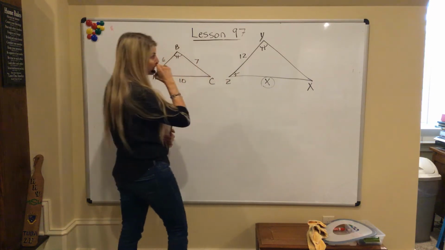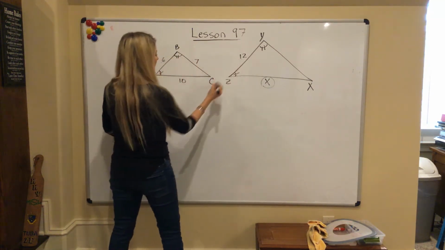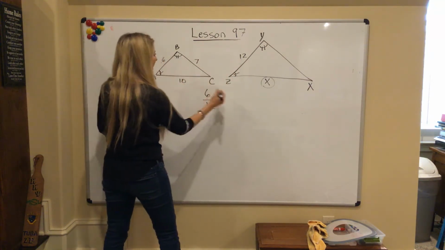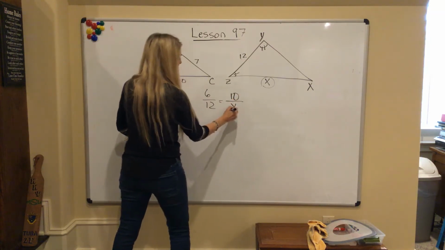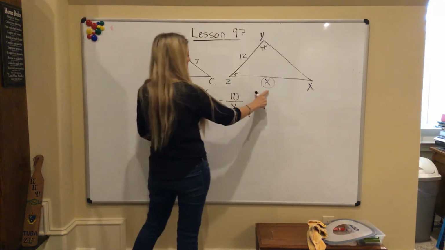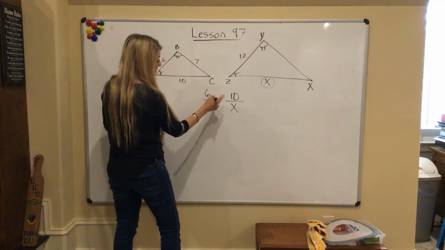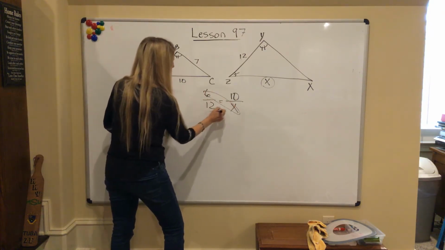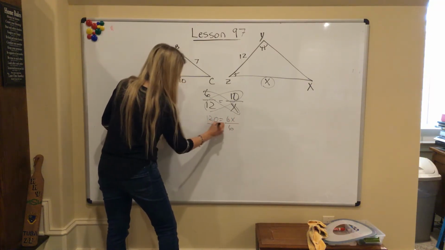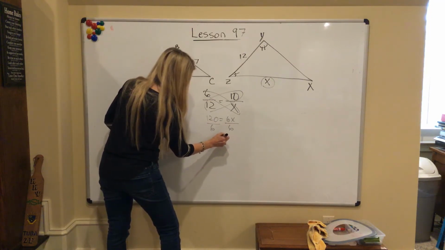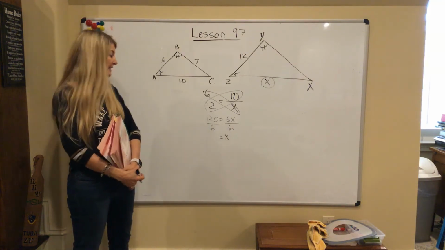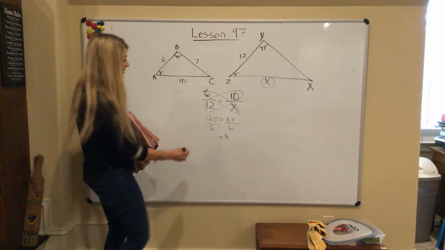then this side right here I can figure out, because it's proportional. 6 is to 12 as 10 is to X. So I can solve this a couple different ways. The easiest way, I think, is to go 120 equals 6x, divide by 6, divide by 6. So what would 120 divided by 6 be? Okay, so that would be 20.